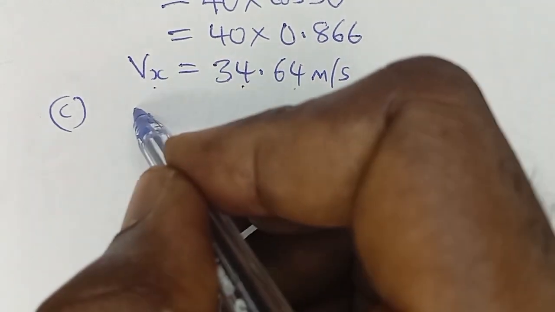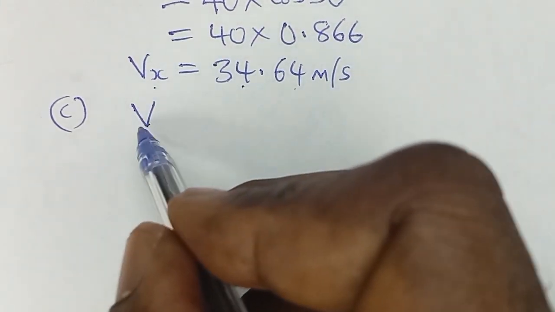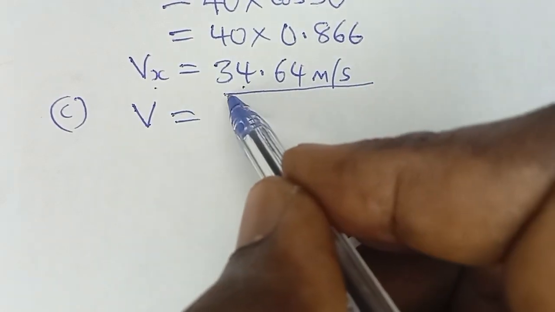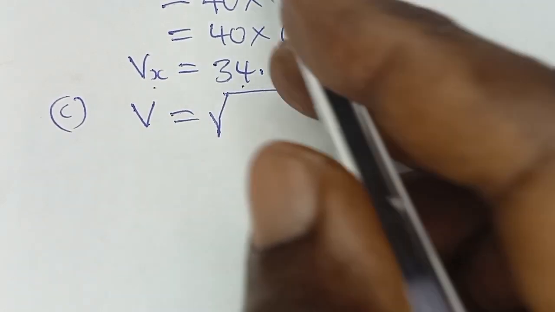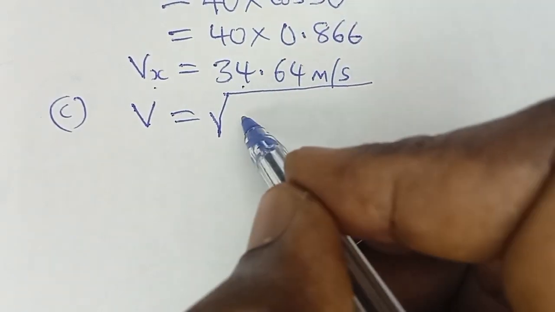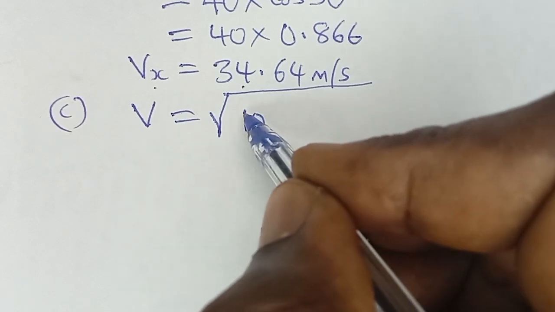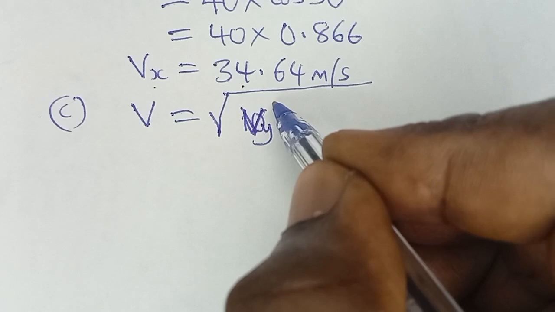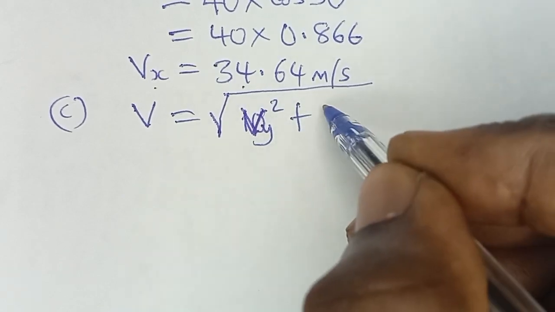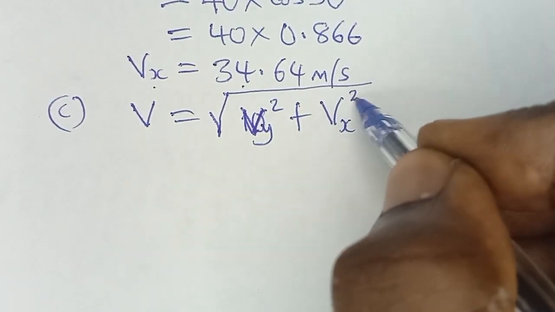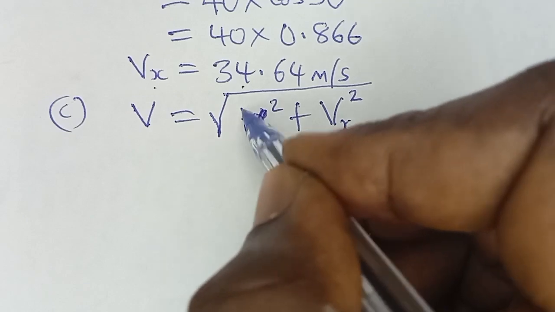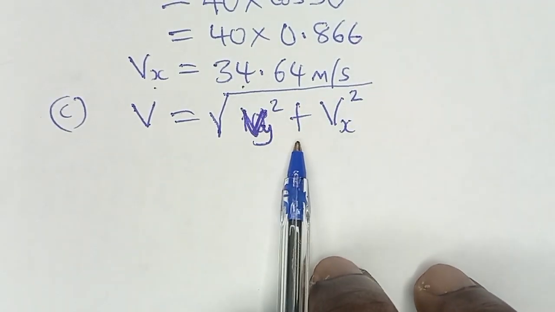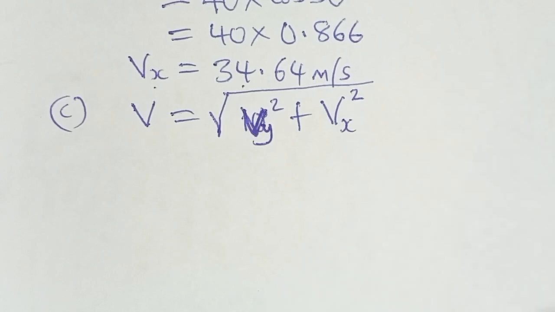So that will be V, which is the component velocity now, equal to the square root of these other two velocities squared. That is 10 squared, that is the vertical velocity squared. Okay, let me put the formula first. The vertical velocity squared plus the horizontal velocity squared. So this is the formula to get the final velocity, the resultant velocity, which is the component of the velocity attained.